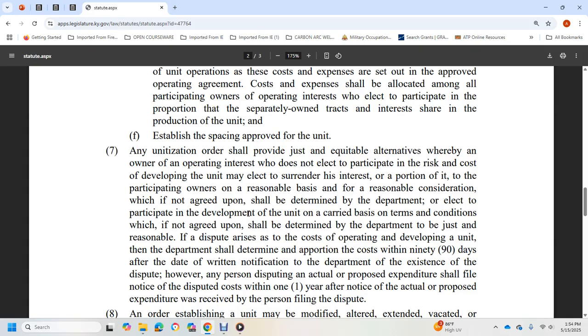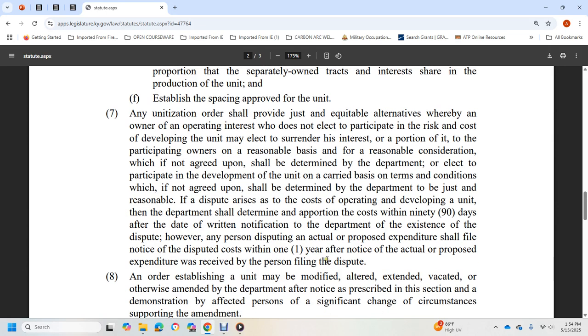the cost of operating the development unit, with the department to determine a proportionate cost for 90 days after the date of written notice to the department of the existence of the dispute. Any person disputing actual or proposed expenditures shall file with the notice of the disputed cost within 1 year after the notice of the actual or proposed expenditure or the receipt of the personal filing dispute.